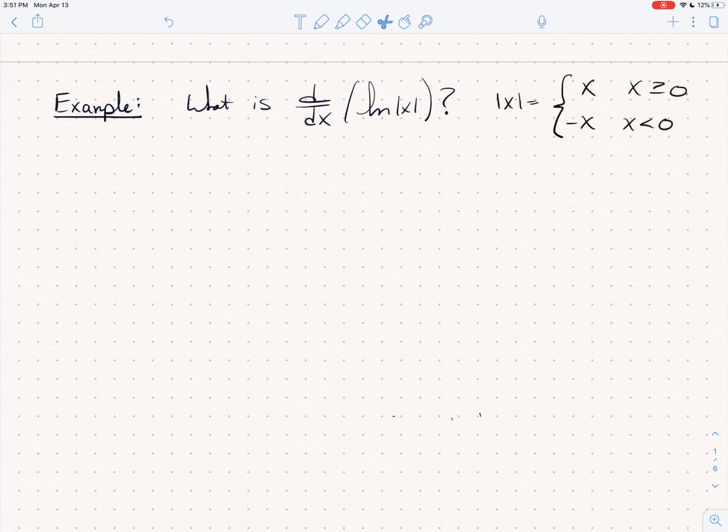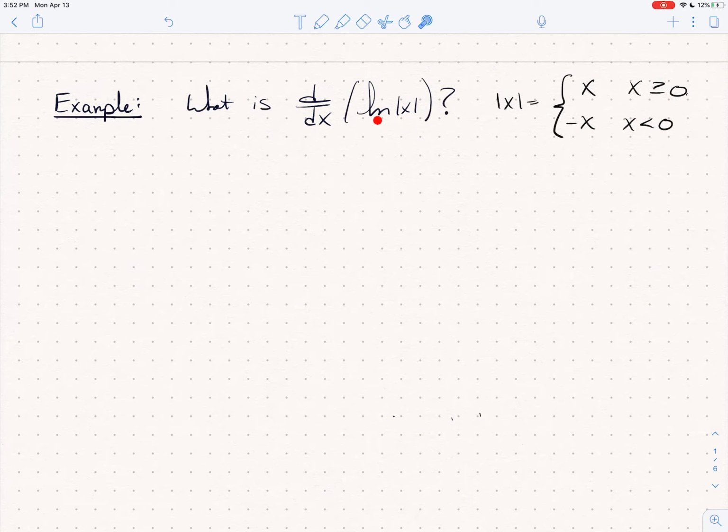So our next example, we're going to start with a derivative instead of an antiderivative. I wanted to work it out with you. So let's look at the derivative of the natural log of the absolute value of x. And you might be wondering, why would I throw an absolute value of x in there?